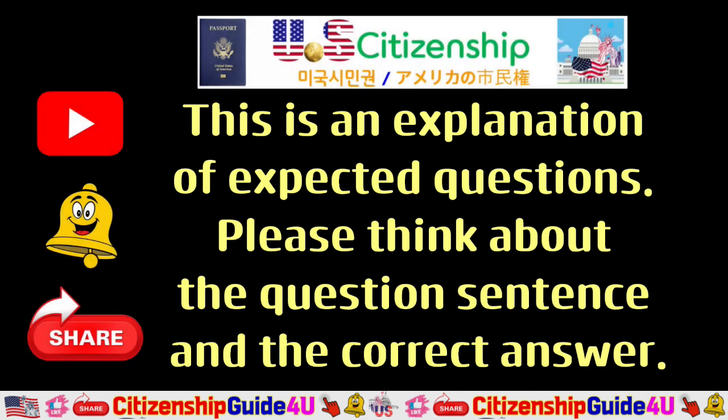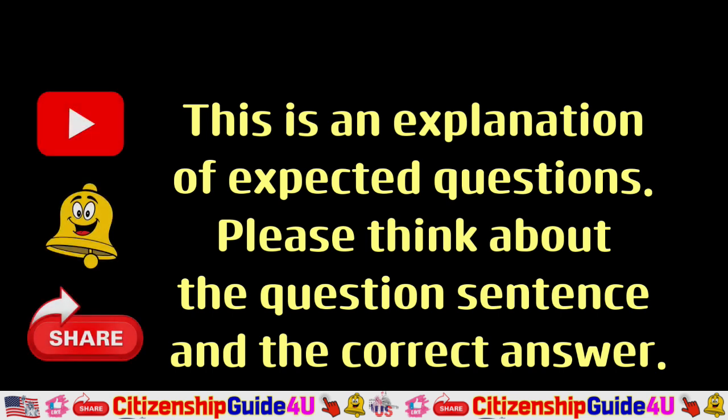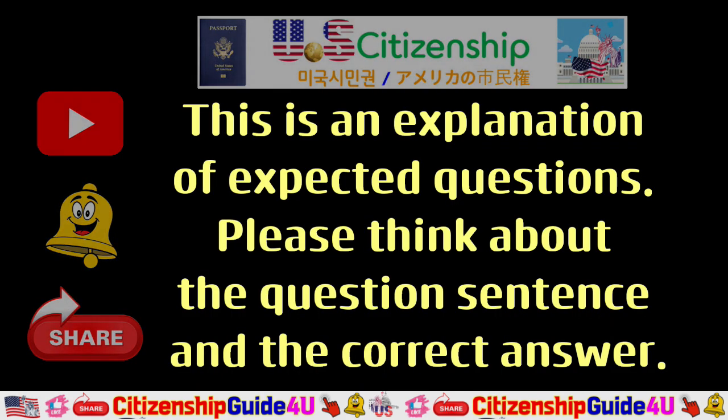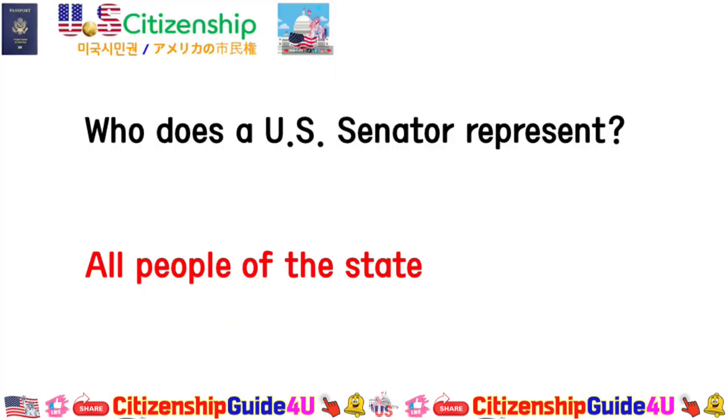There are a total of 435 members of the House of Representatives. Because they are elected based on population, the number of lawmakers varies from state to state. Even within the same state, it varies depending on where you live. Therefore, I don't think the following question will be asked. Name your U.S. representative. If you think it is necessary, please check the name of your local representative. A U.S. Senator represents all people of the state they reside in. Who does a U.S. Senator represent? All people of the state.